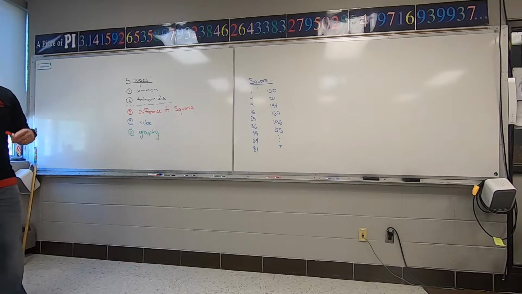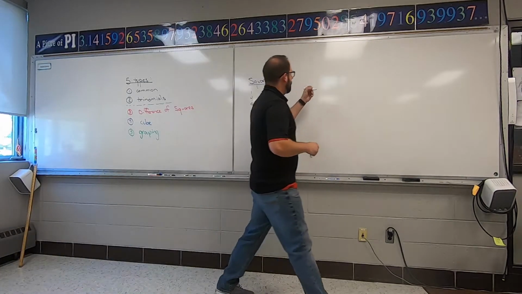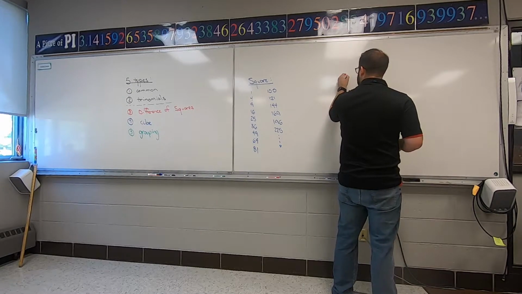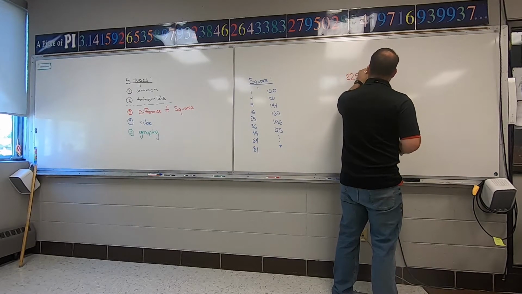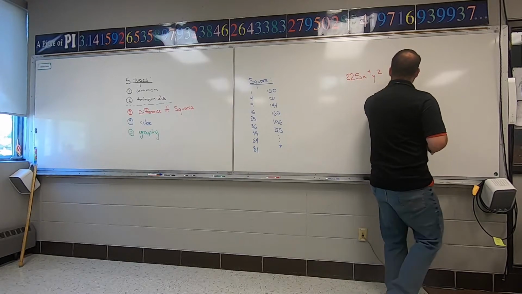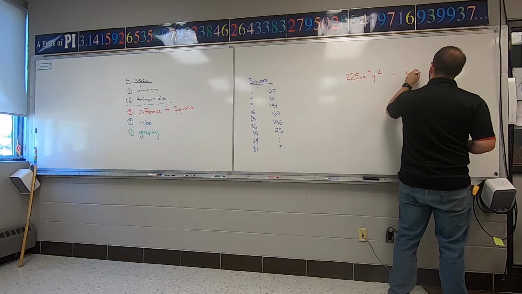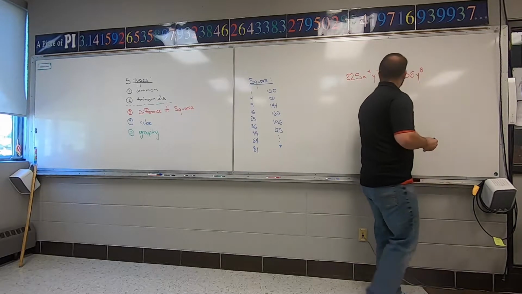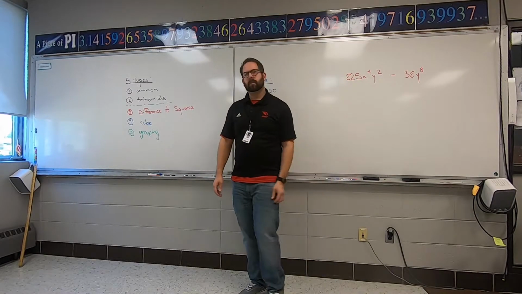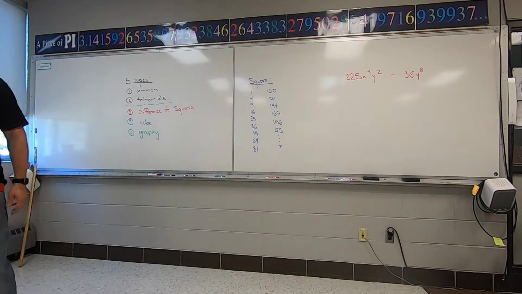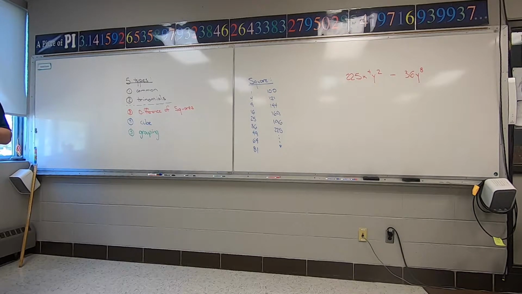Okay, these are the numbers you have to work with. These are the digits that you're allowed. So when we do a difference of squares, these are the numbers they can pick from. So let's say they do 225 x to the 4th y squared minus, let's say, 36 y to the 8th. Do we agree that this is a difference of squares? It's got perfect square numbers, it's got a minus sign, and the variables have even powers.